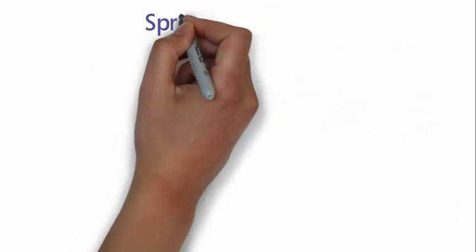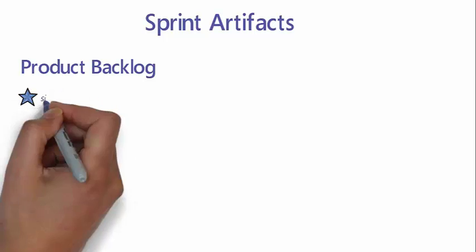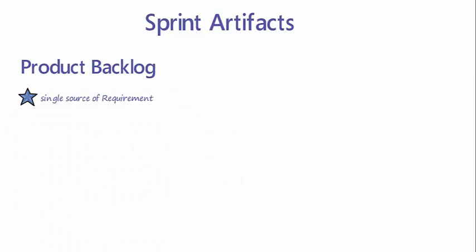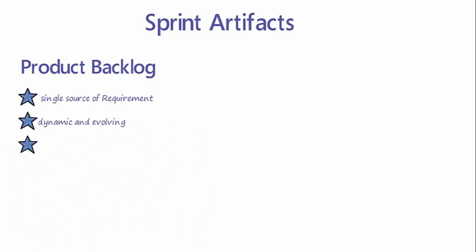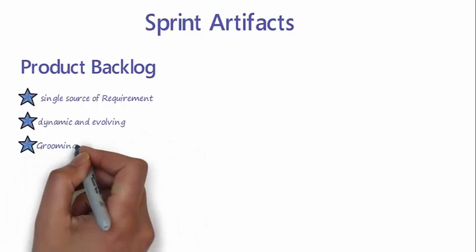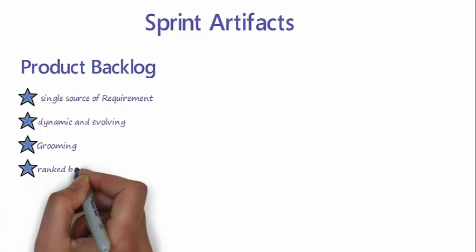Now let us review the various artifacts in the Scrum process. The most important artifact in the Scrum process is the product backlog. Product backlog is the ordered list of requirements needed for the successful product development. It is a dynamic and evolving document. Grooming is a process performed on the product backlog to add more details, manage its ordering and its estimation.